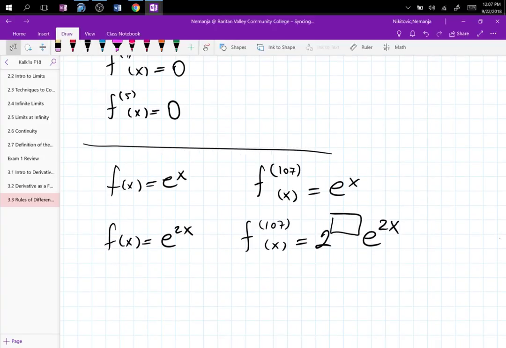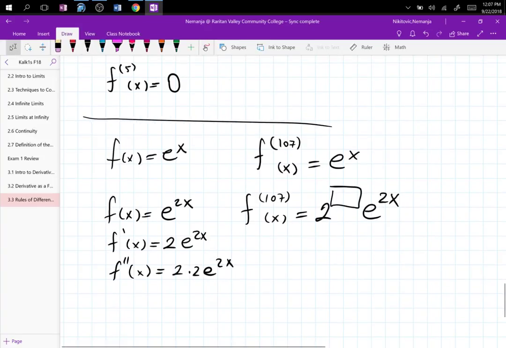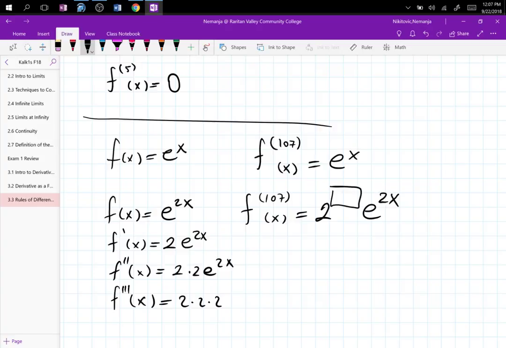So it'll be 2 to some exponent times e to the 2x, right? Now let's think about it. F prime is going to be 2e to the 2x. F double prime is going to be 2 times 2e to the 2x, because this is copying the previous function and then dropping another 2 from the exponent, right? And then the triple derivative here will drop yet another 2, e to the 2x. So what is the exponent that goes here? It's 107.